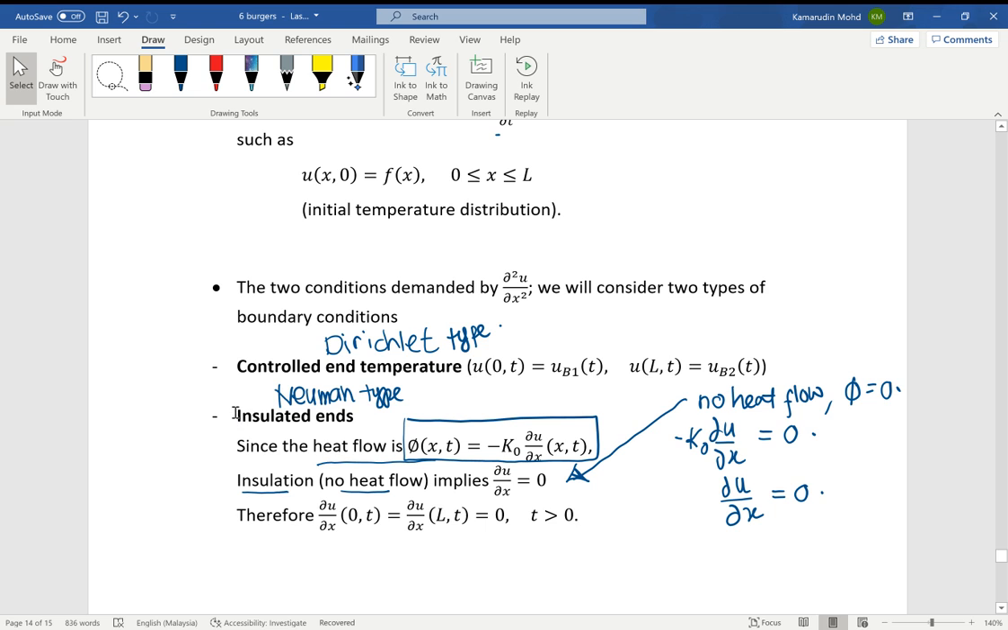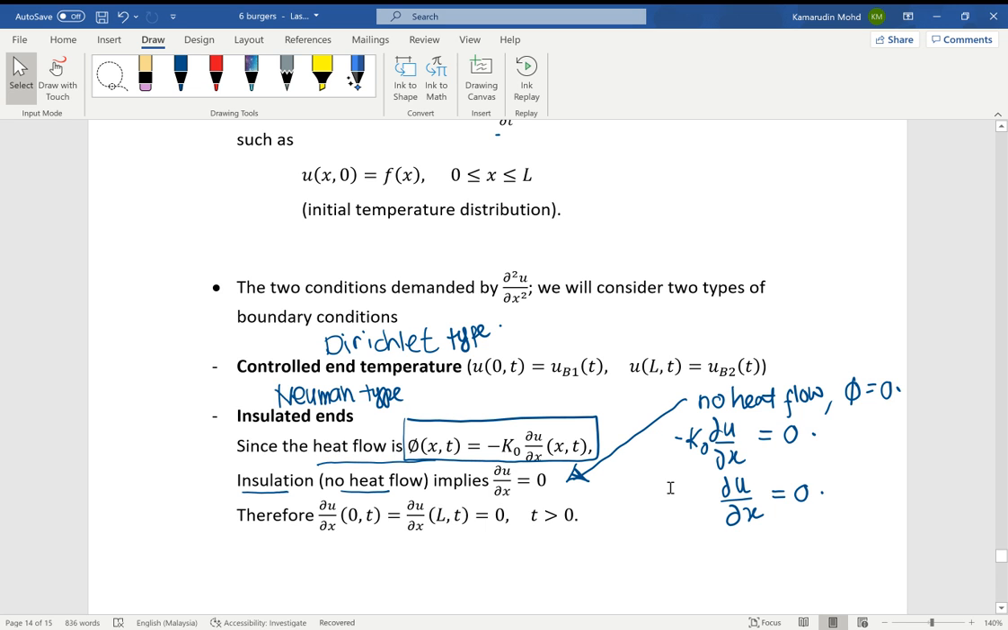The second type is insulated ends. For insulated ends, we have to consider the heat flow, or flux. Remember, in our formulation of the heat equation, we have the assumption and the expression that phi, the flux, is equal to negative k naught del u del x. So when we have insulation, it means there is no heat flow or no flux. So this implies that del u del x equals 0.